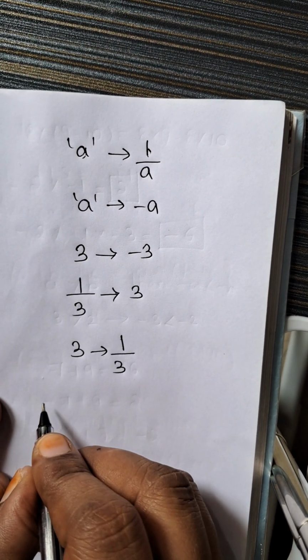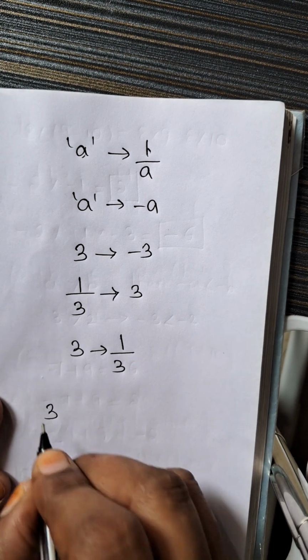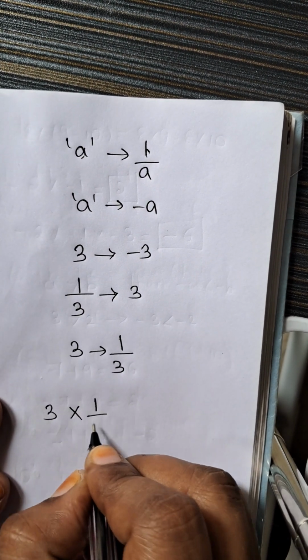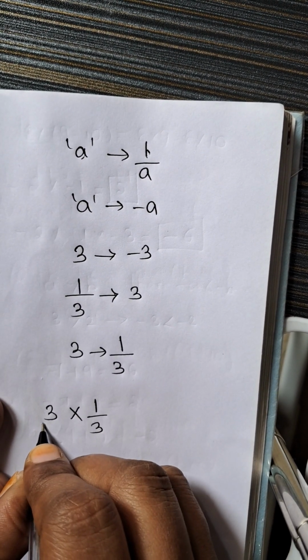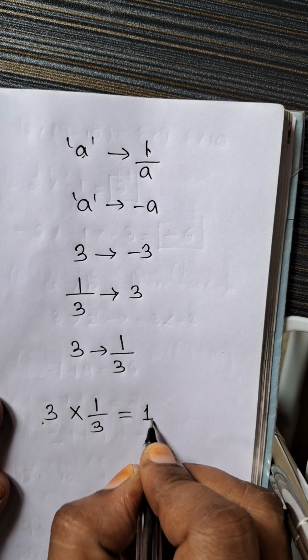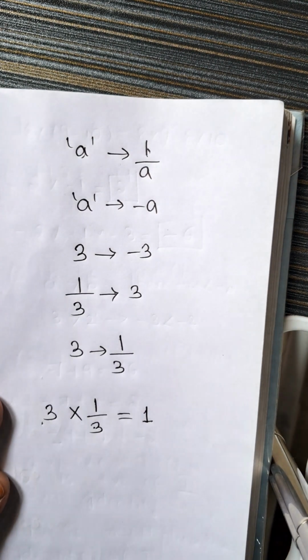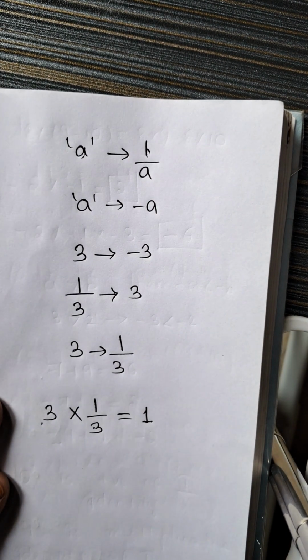And the product of a non-zero number and its multiplicative inverse: suppose a number is 3 and its multiplicative inverse is 1 by 3. So the product of a non-zero integer and its multiplicative inverse will always be equal to 1. So these are all important things about integers. In the next video, we'll solve a few questions on integers. Thank you.